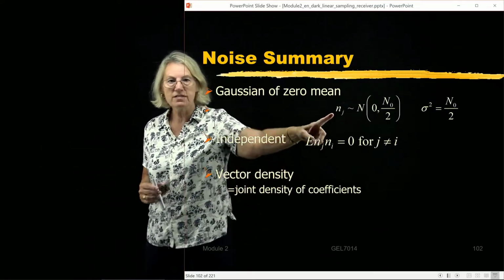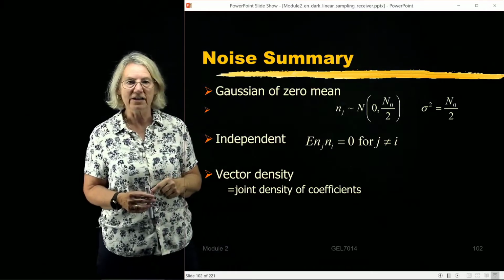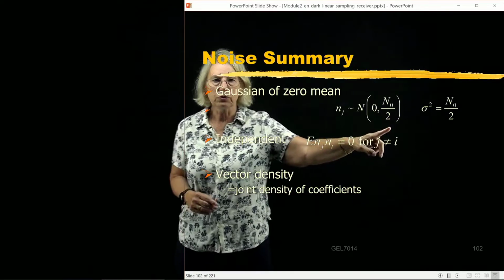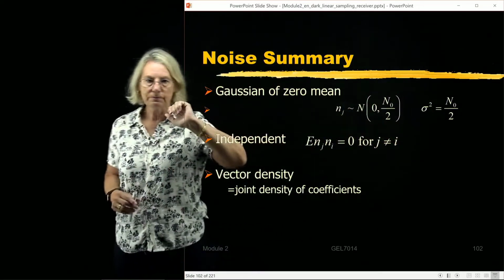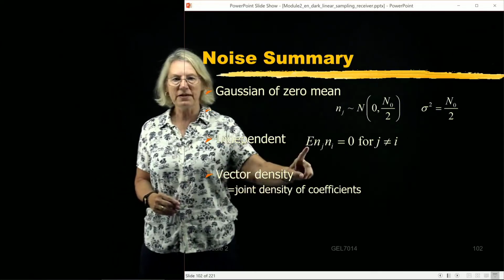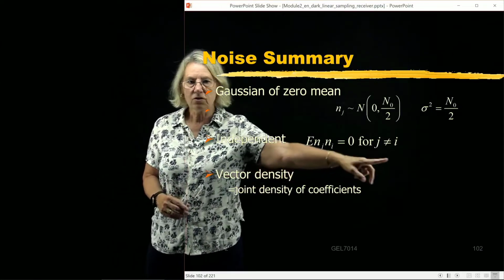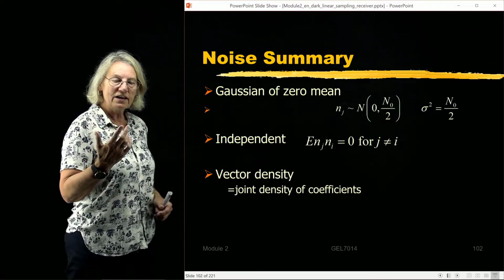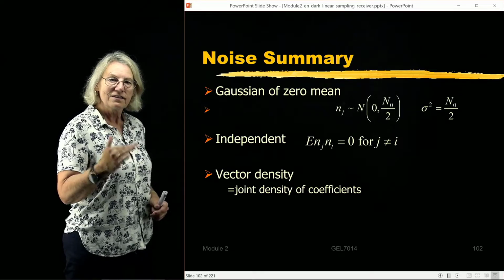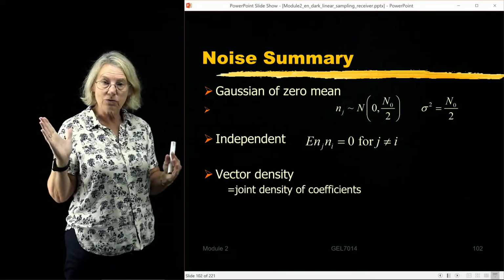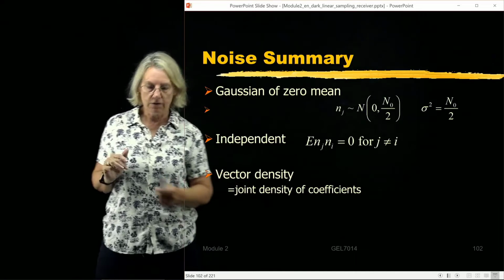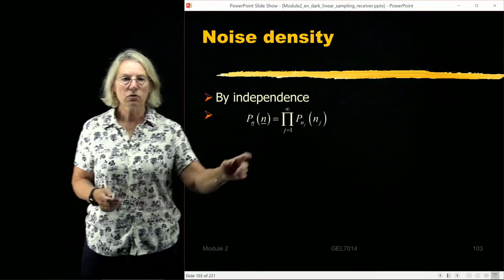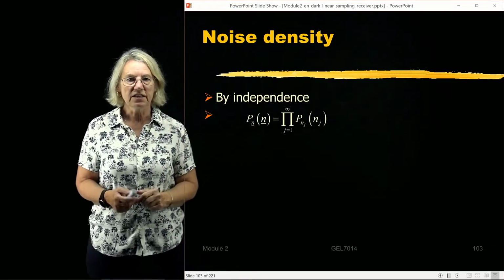So our conclusion was that each one of the elements in this noise vector is zero mean, and it has a variance of n0 over 2. So sigma squared is equal to n0 over 2. They are independent because the expected value of ni nj is equal to 0 for all i not equal to j. So now we can find the vector density, the probability density function of the vector, which is the collection of all the coefficients. So I have the total probability density of the vector.